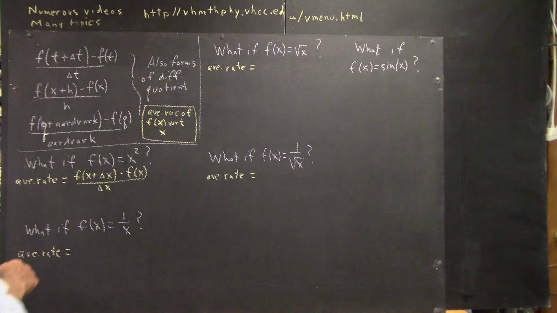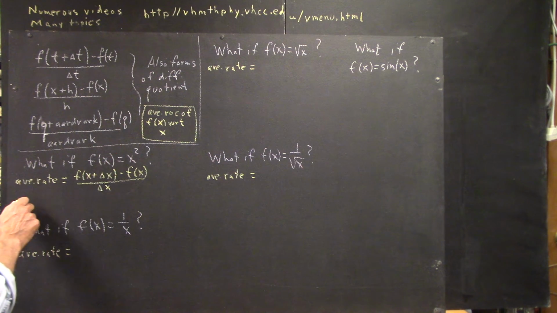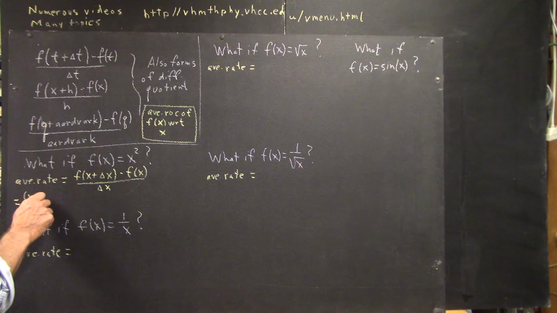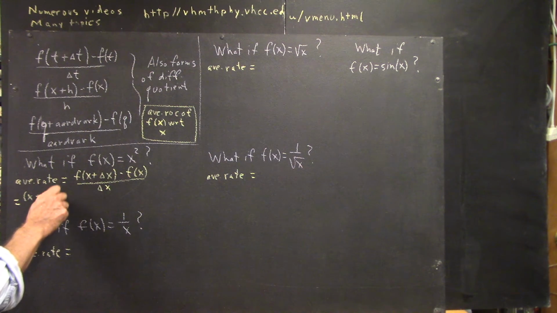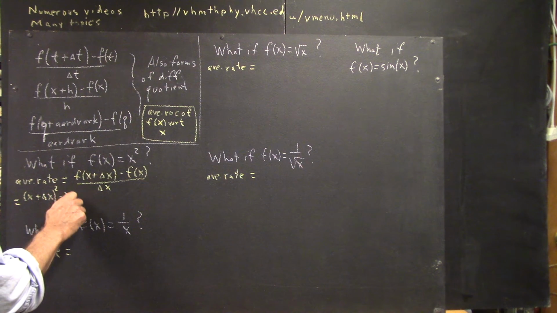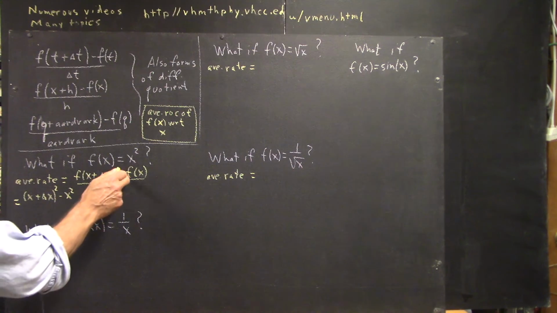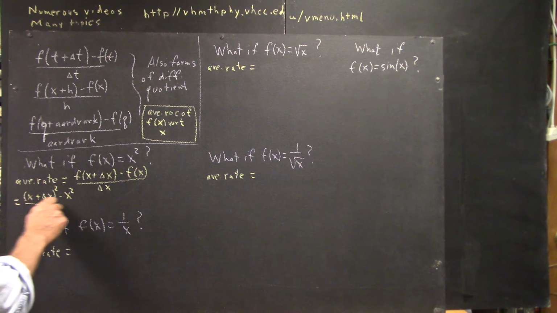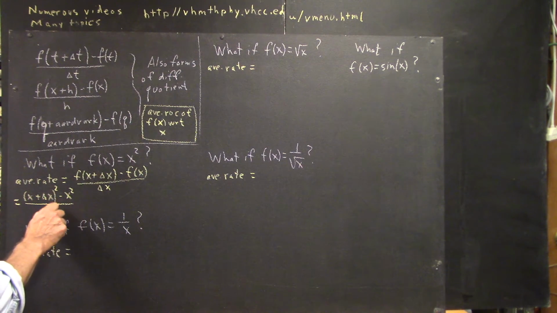That's over delta x. Okay, well, if f of x equals x squared, what's that equal to? That's x plus delta x squared minus x squared, because f of x is x squared. F of x plus delta x would be x plus delta x quantity squared, divided by delta x.